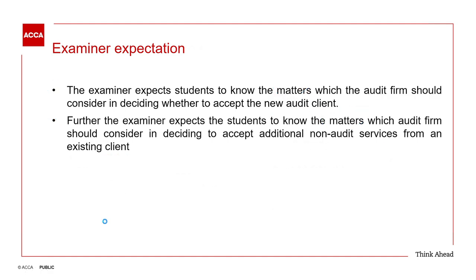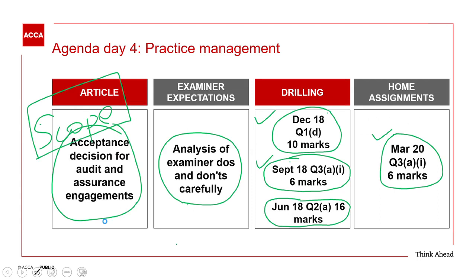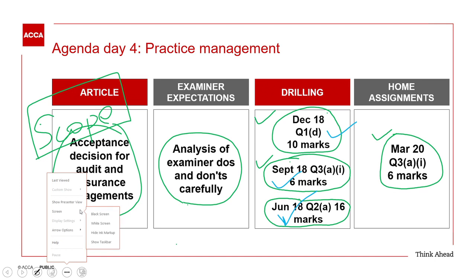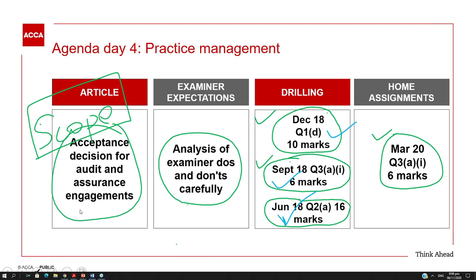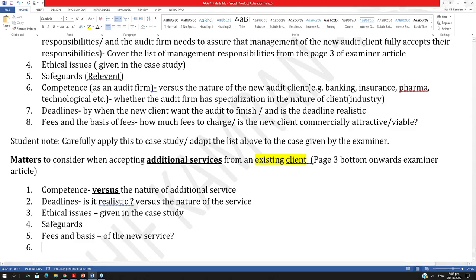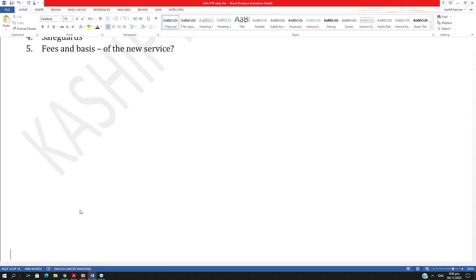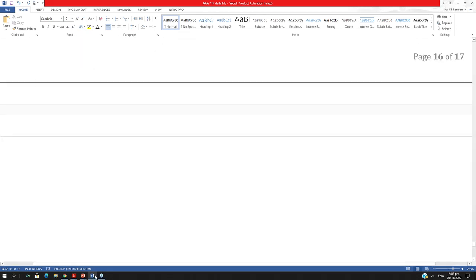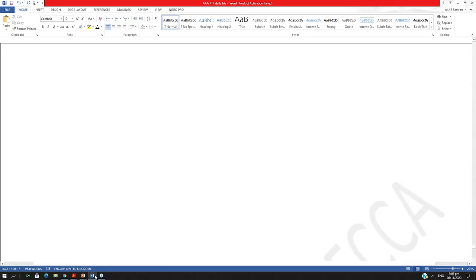Now which case studies do we need to do? We have December 18, we have September 18, and we have June 18. So we have 3 papers: September, December, June. Okay, let's start the practice and the marking scheme, which is very, very important.